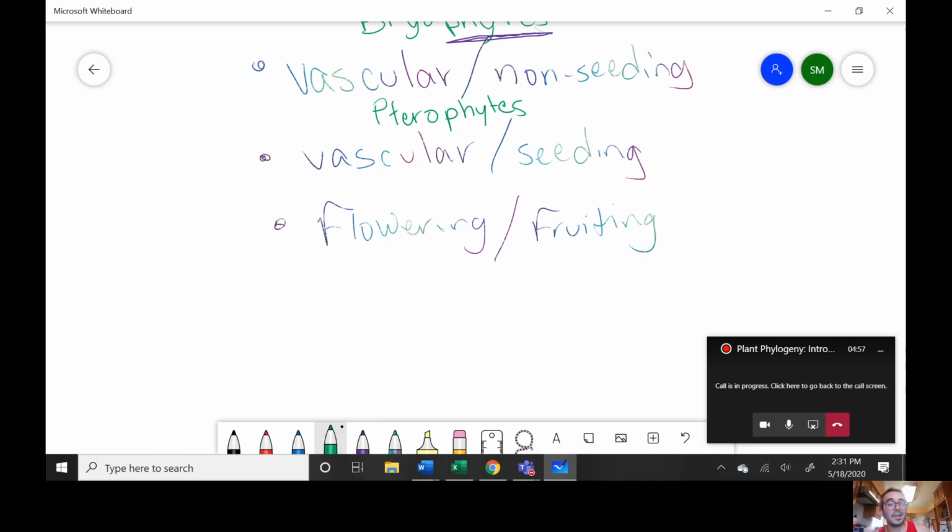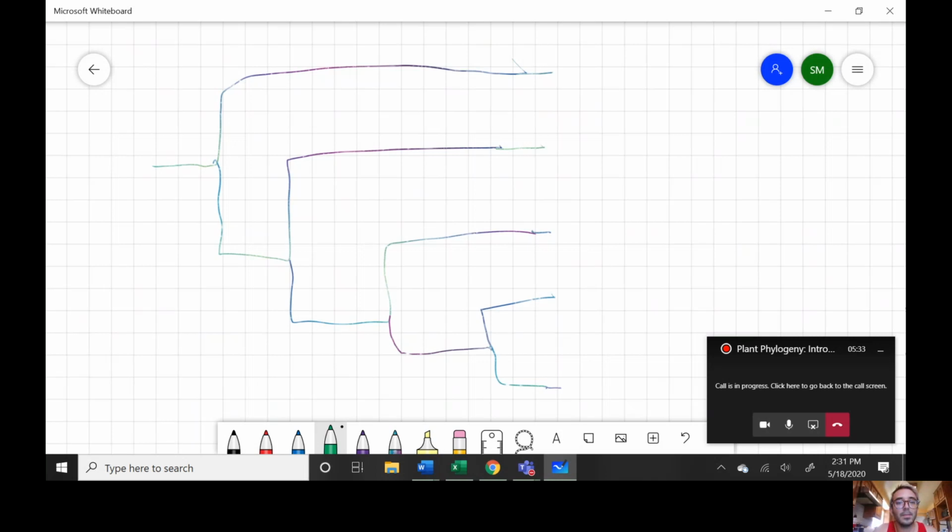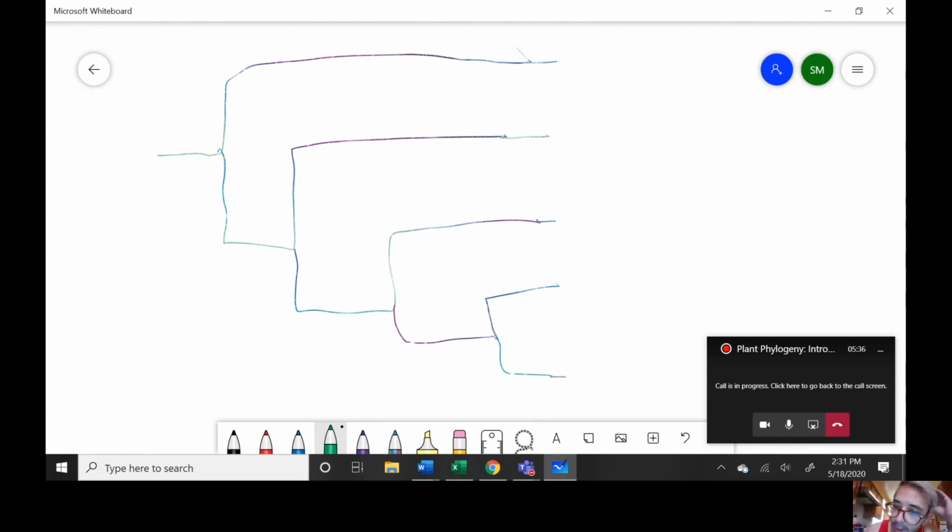So again, phytes are vascular seeding plants. Now, some of you might think, okay, it's going to be something phytes. It's not. It's actually going to be called our gymnosperms, meaning our naked seeds. And then the last one, our youngest, would be our angiosperms, or our vesseled seeds. Remember those little terms.